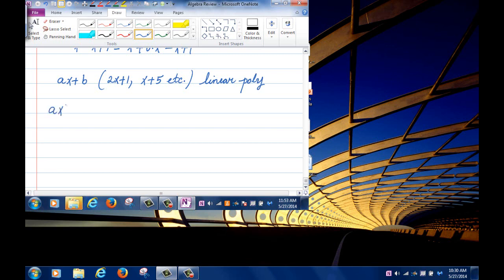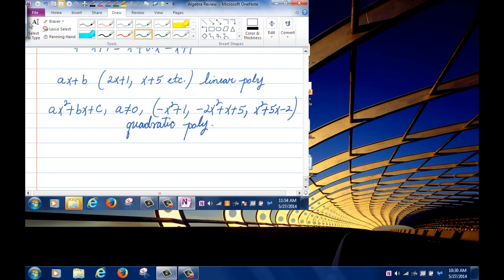If I have a polynomial like this, ax squared plus bx plus c, and here I'm going to say a is not 0, okay? So what would be examples of this? Well, negative x squared plus 1, negative 2x squared plus x plus 5. Let me give you another example. x squared plus 5x minus 2. You can write down lots of polynomials like this. These are called quadratic polynomials. Everybody's okay with that?